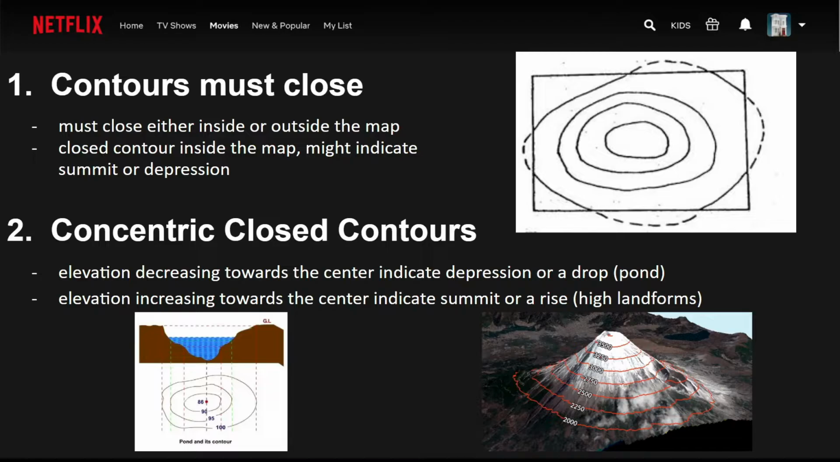And concentric closed contours with the elevation increasing towards the center may indicate the presence of hills or landforms that rise, such as a plateau, volcano, and mountain, such as the picture in the lower right, as you can see from here.